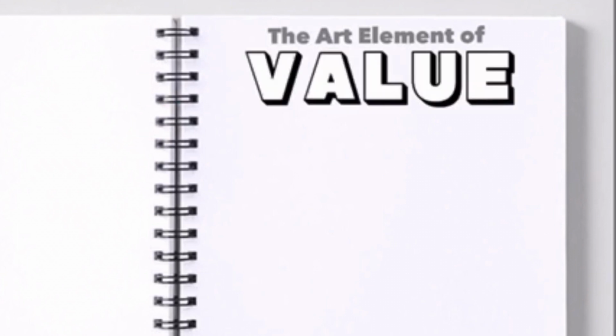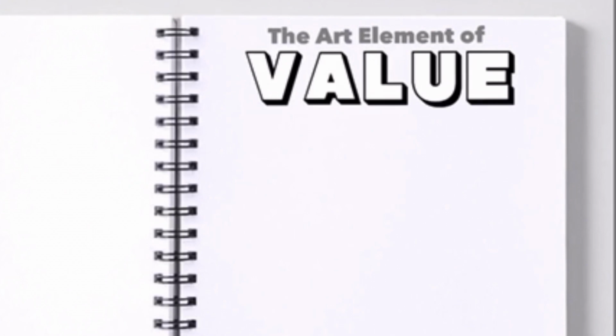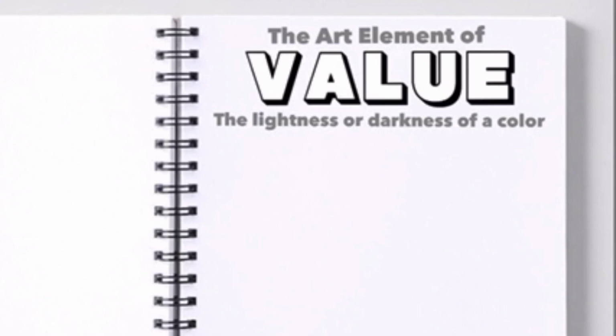So you are going to need to open up to a clean page in your sketchbook. One page will do the trick. At the top of that page, I'm going to have you write the art element of, and underneath it, you're going to write value, okay? The art element of value. And that's what that will look like. So feel free to pause this video at different points to be able to catch up and then continue. Underneath value, our definition is simply going to be the lightness or darkness of a color. So make sure you have all that information at the top of your page, okay?